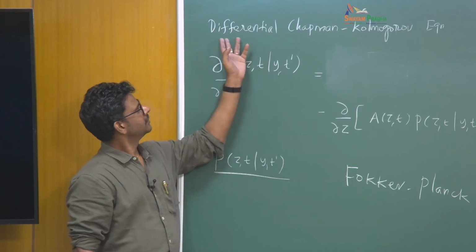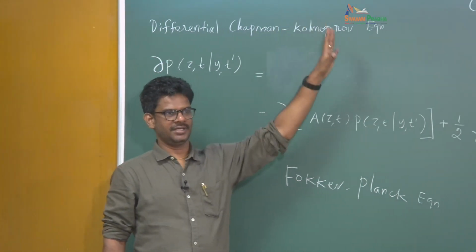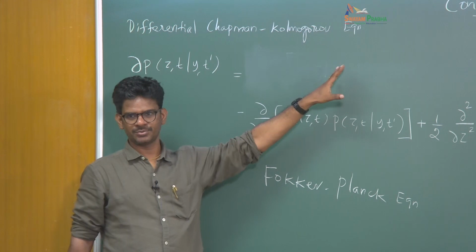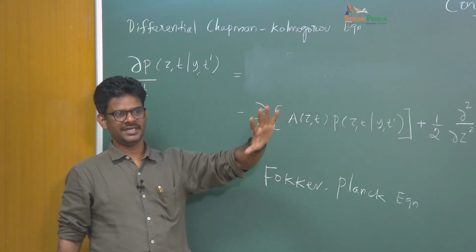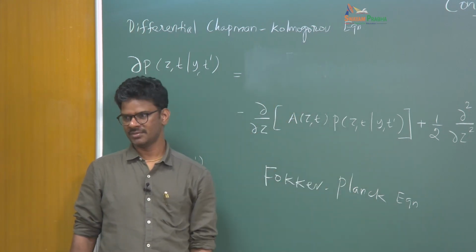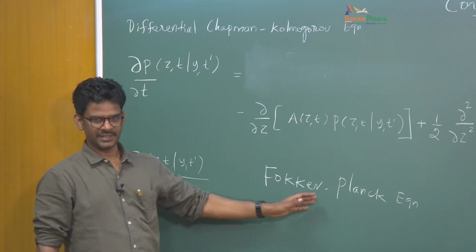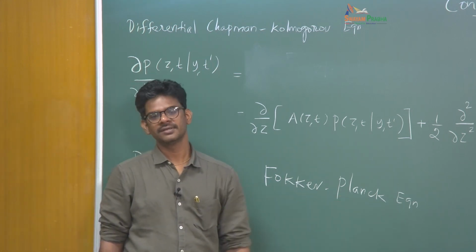Differential Chapman-Kolmogorov is general, it includes all the jump and continuous processes. The Markov process that deals only with the jump process, we call a chemical master equation, and the one that we deal with only in the continuous case, we call a Fokker-Planck equation.